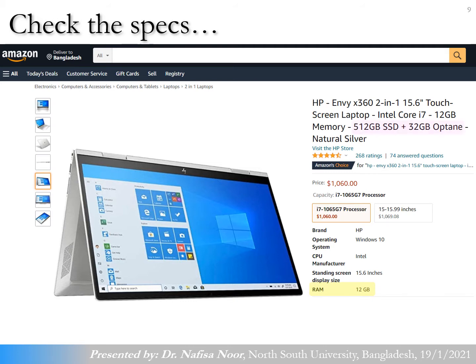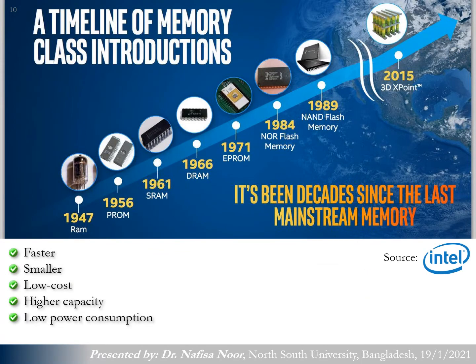These specifications clearly indicate that memory and storage technologies are progressing rapidly, and people's demands are also changing accordingly over time. In general, people want to afford faster and smaller devices with low cost, high capacity, and low power consumption. In order to fulfill this growing consumer demand, the semiconductor industry has been improving memory device technologies for many decades. Starting from the 1940s, various random access memory and read-only memory devices were discovered for different purposes.